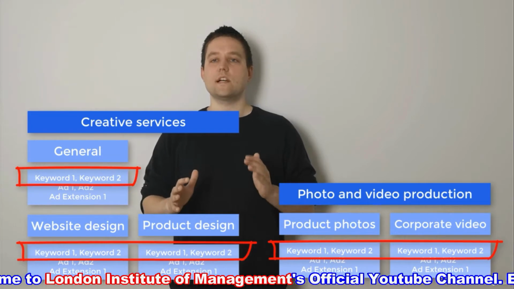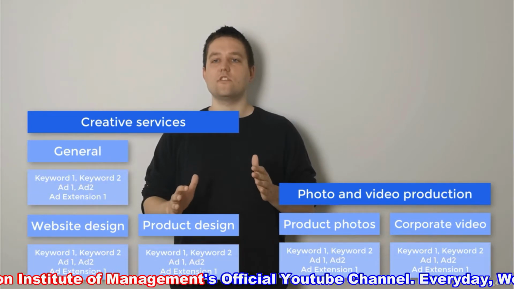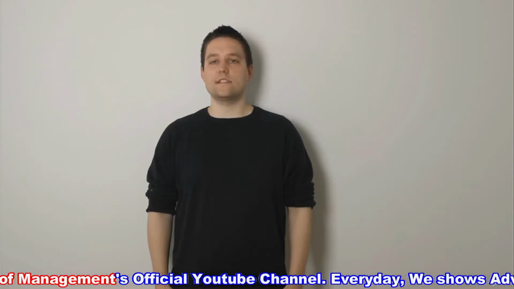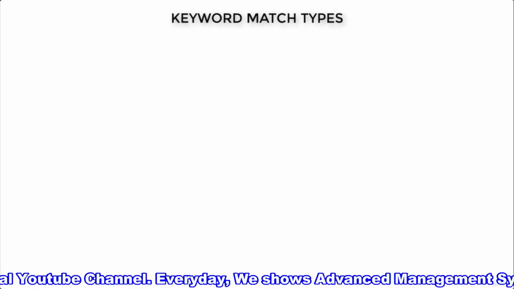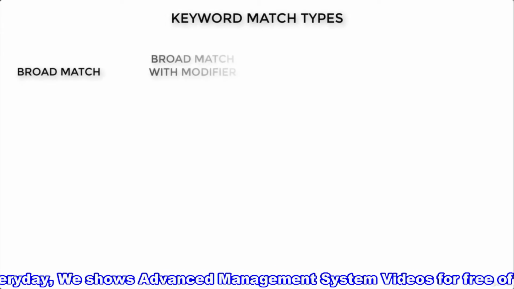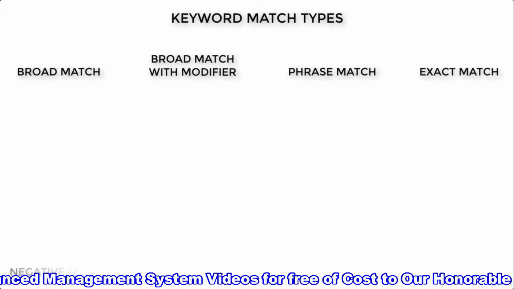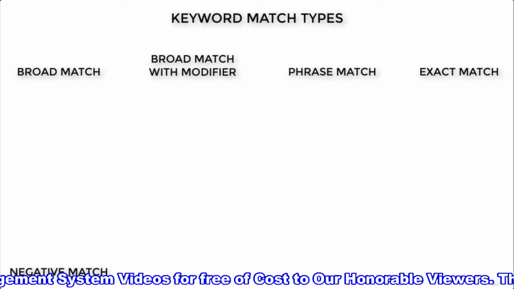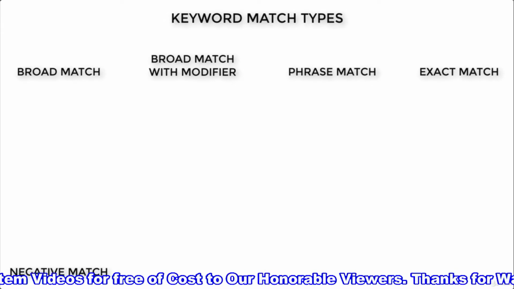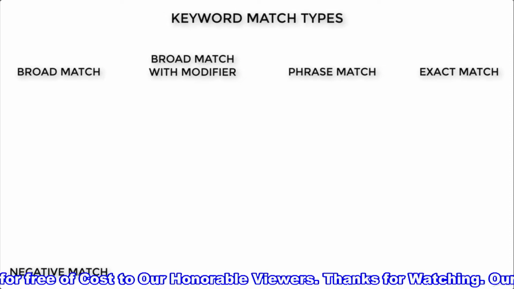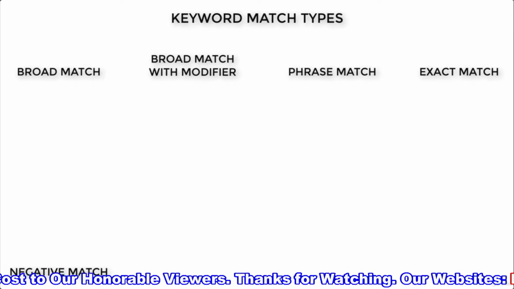The process is similar to what we did in the search engine optimization chapter, but with a couple of differences. First of all, you should know that you have 5 different keyword match types: broad match, broad match with modifier, phrase match, exact match, and negative match. All these options are provided to let you precisely decide when you want to show your ad and when you don't want to show your ad.